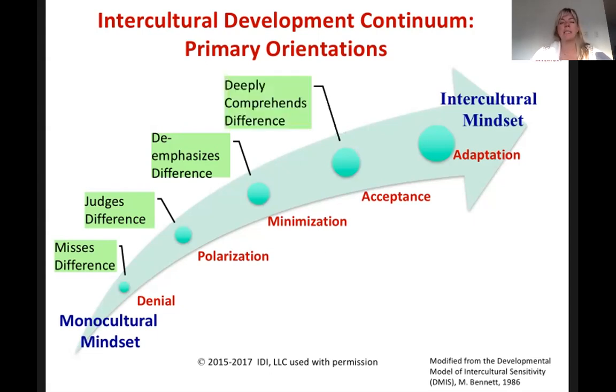Then we move into acceptance. Acceptance is a mindset where you deeply comprehend difference. You can see clearly and recognize that there are cultural differences between people, you understand them at a deep level, and you bring them into your conversation. There's less of a fear that it's us and them. It's more of a genuine curiosity and interest. How are we different? I'm interested. Tell me more.